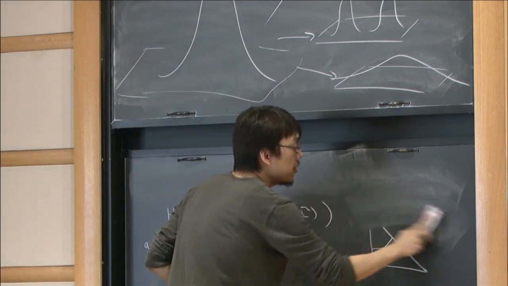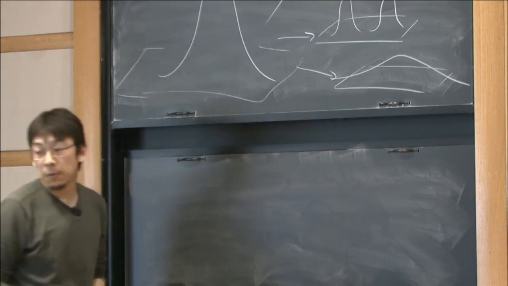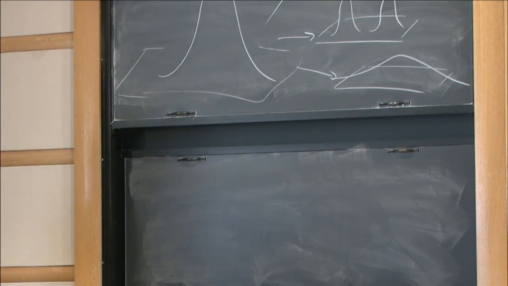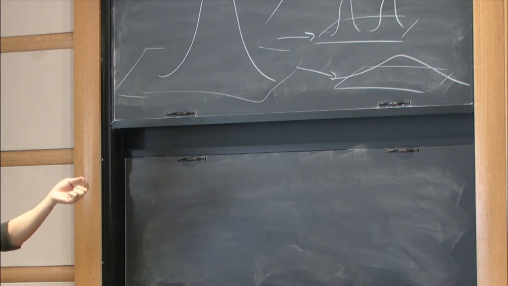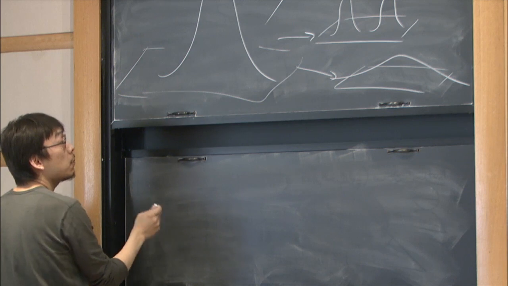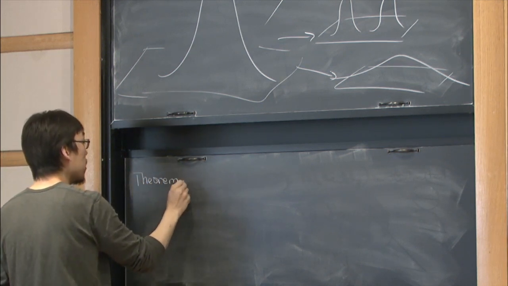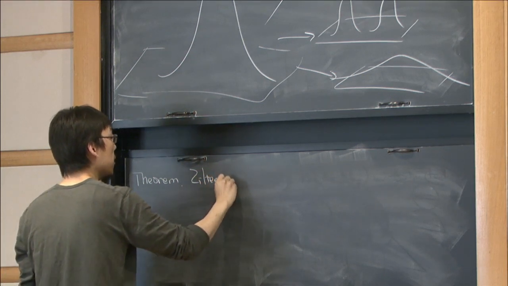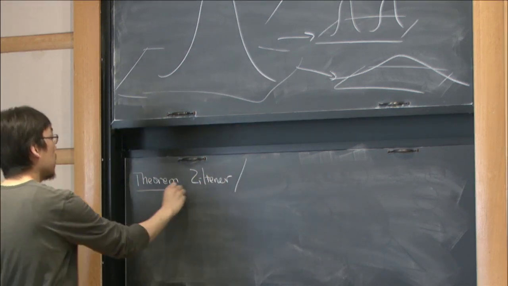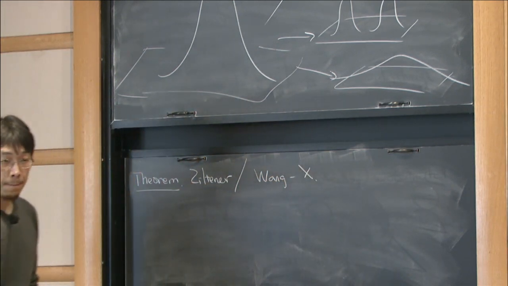So these three situations actually tell you that the stable objects you want to use to compactify the moduli space of vortices are more complicated. It's like a scaled object consisting of components in different scales. So this is the compactness theorem proved by Ziltener in the closed case, and Wang and myself proved in the open case.